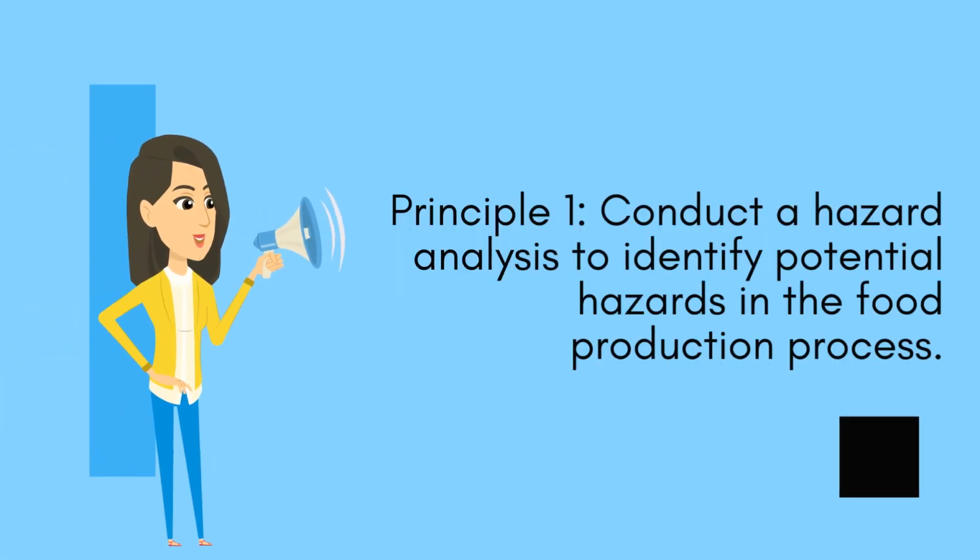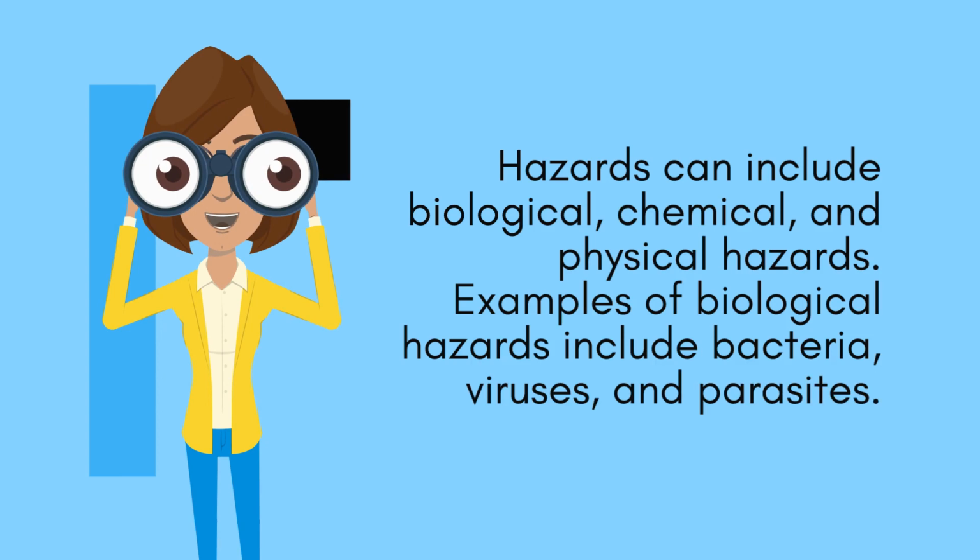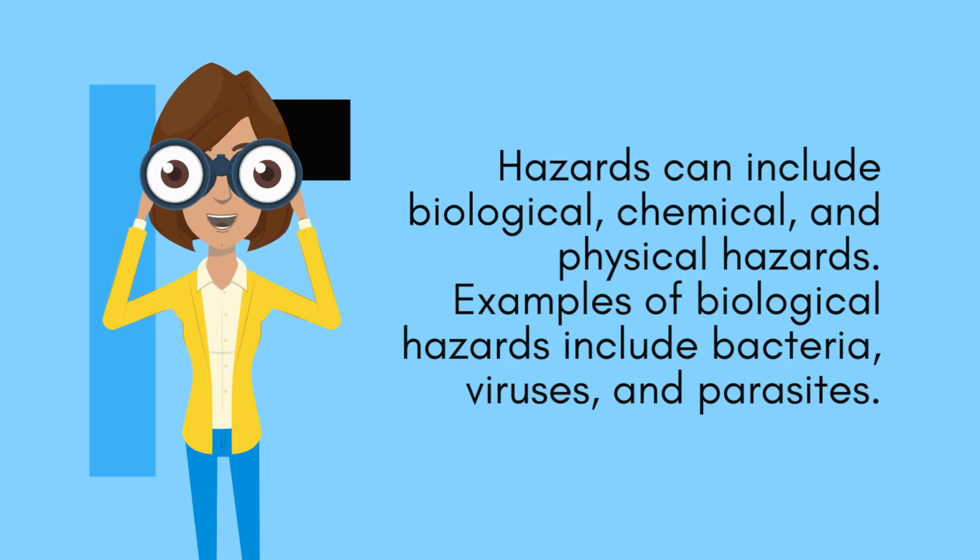Principle 1. Conduct a hazard analysis to identify potential hazards in the food production process. Conducting a hazard analysis is the first step in implementing a HACCP system. This involves identifying potential hazards at each step of the food production process. Hazards can include biological, chemical, and physical hazards.